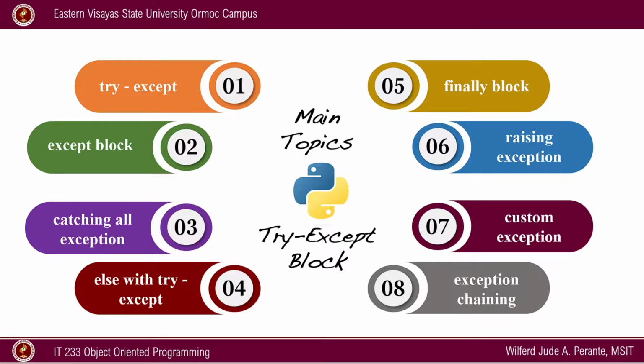So these are the main topics. We have here the main topics of the try except block. We have 8. We will be tackling the try except, the except block, catching all exceptions, the else with try except, the finally block, raising exception, custom exception, and exception chaining. Now, let's have number 1.